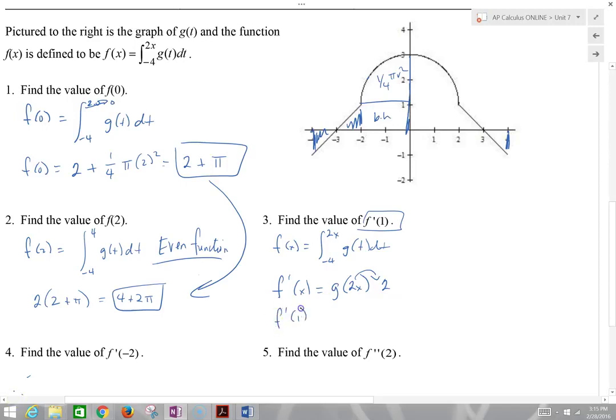So f prime of 1 is going to be equal to, I guess there's a 2 out front, 2 times g of 2 times 1, which is 2 g of 2. So this is going to be 2 times whatever g of 2 is, and this is the graph of g up here, so g of 2 equals 1.